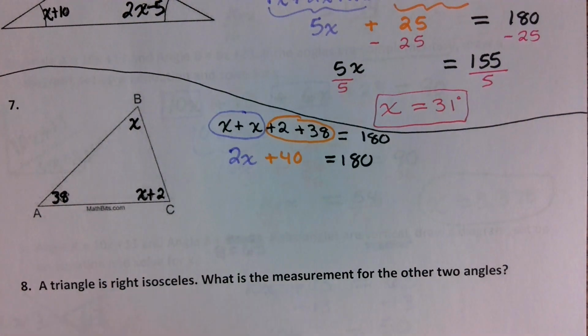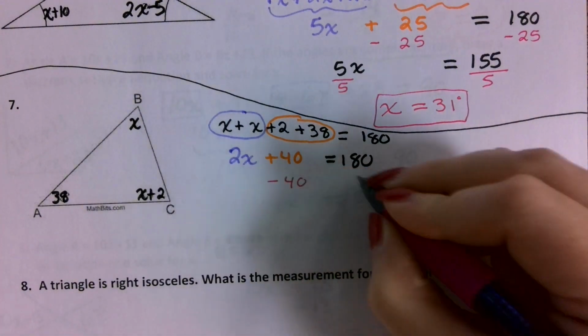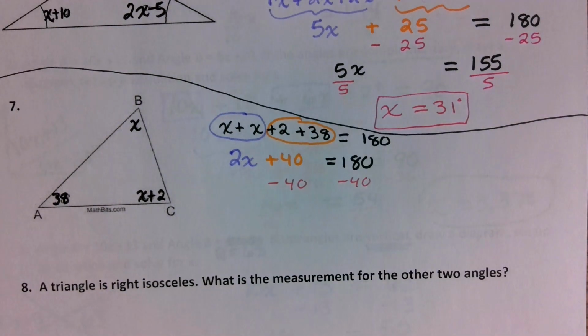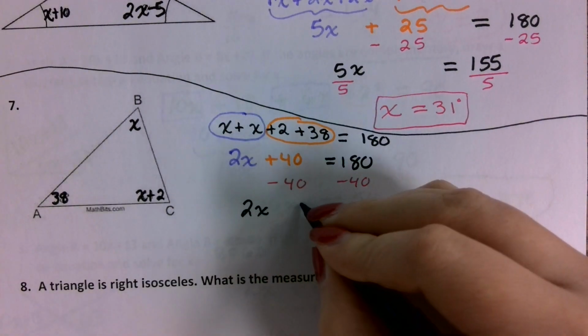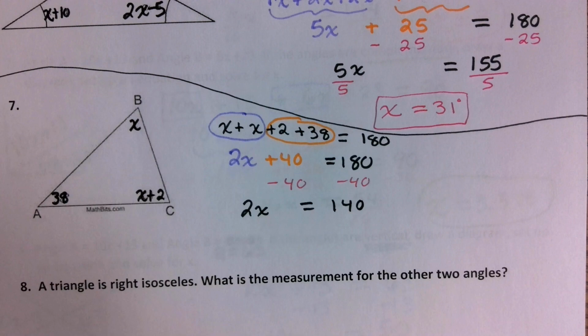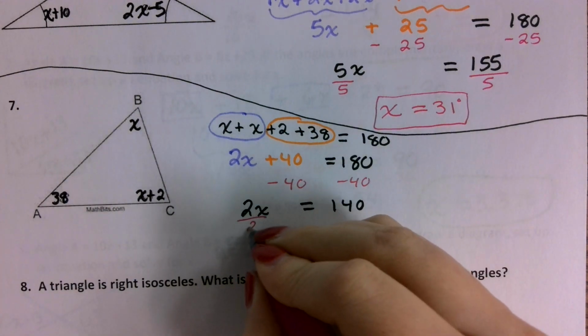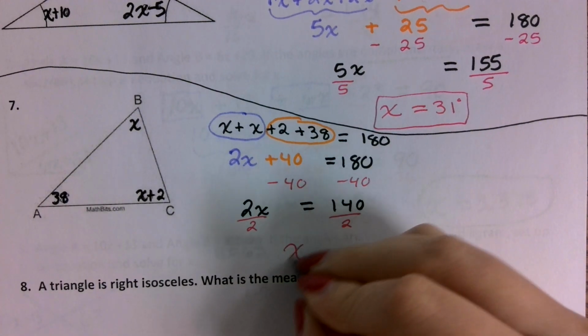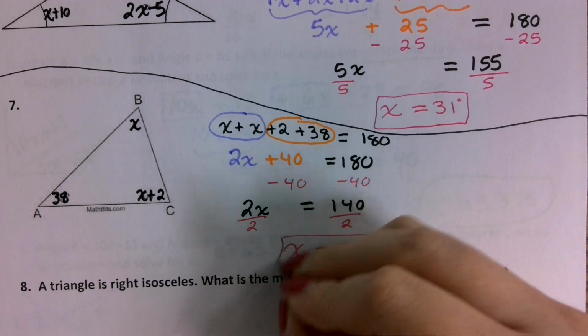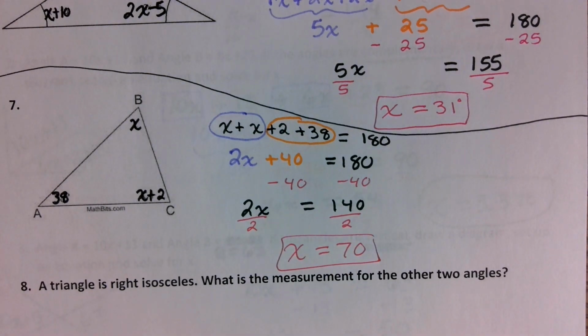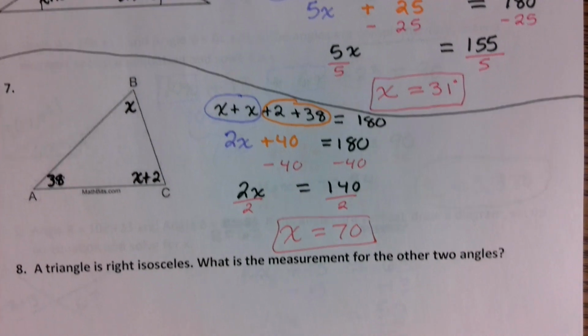Then we just solve. We would subtract 40 from both sides first. That leaves us with 2x is now equal to 140. And then at the very end, we would divide both sides by 2, and we would get x is equal to 70.